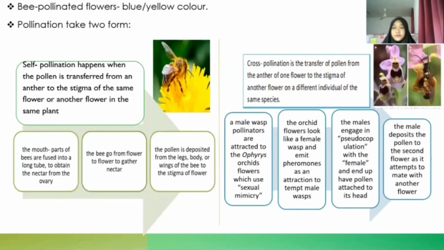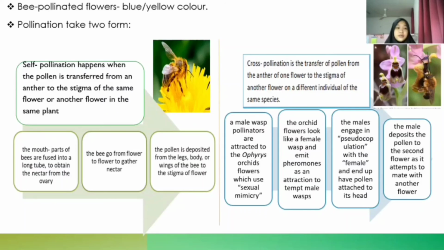Pollination can take two forms, which are the self-pollination and the cross-pollination. The self-pollination happens when the pollen is transferred from an anther to the stigma of the same flower or another flower in the same plant. For example, the pollinator will transfer the pollen from the flower of plant A to another flower of plant A. That is roughly how the self-pollination process occurs.